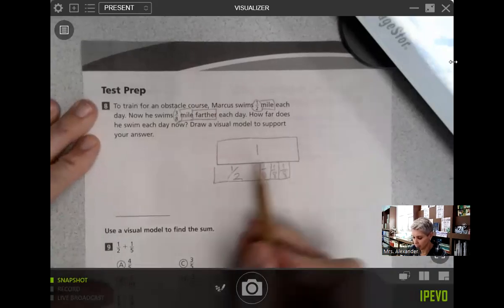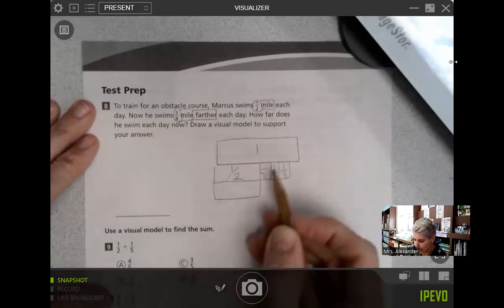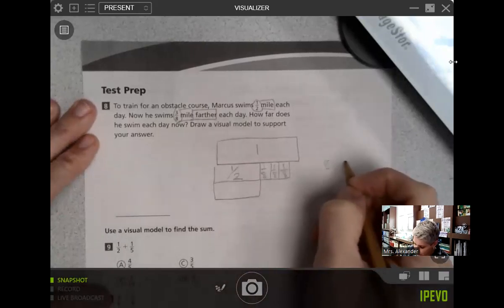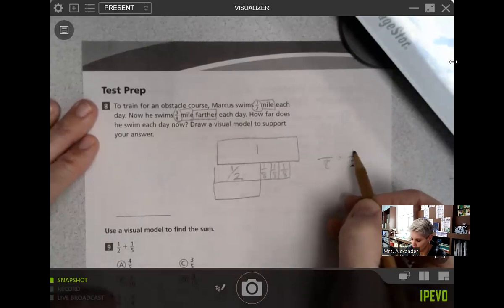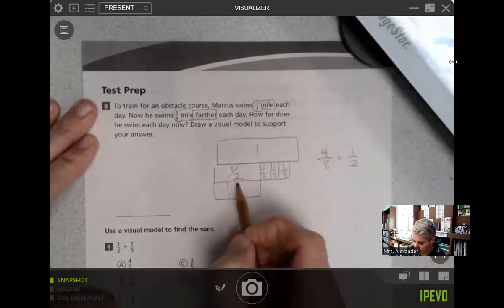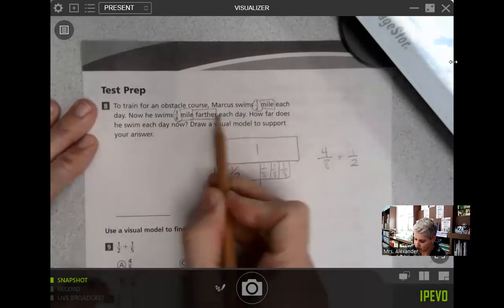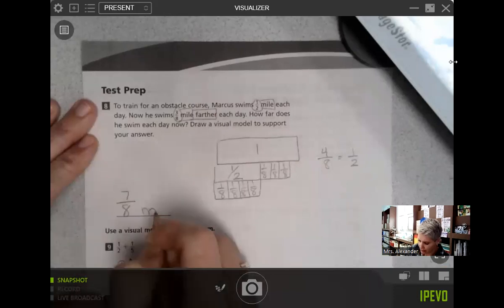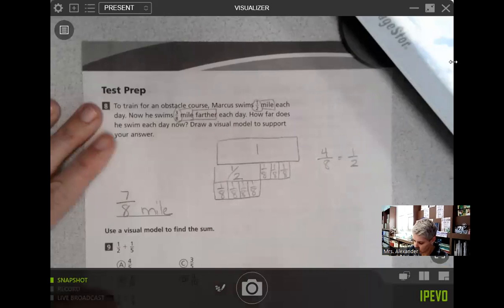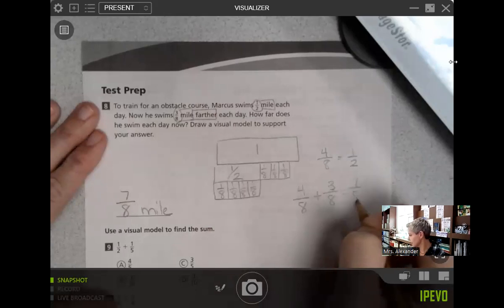There we have it. Now, 8 is a multiple of 2, so that tells me that I'm going to rename this 1/2. If I want it to be 8ths, and it went from 1/2 to 8ths, 2 times 4 is 8, 1 times 4 is 4. That means I'm going to have 4/8 here. And so now I can add that 4/8 with the 3/8 that he goes further each day. 4 plus 3 equals 7/8 of the mile. So we converted our 1/2 to 4/8, we added 3/8, and we got 7/8 of that mile.